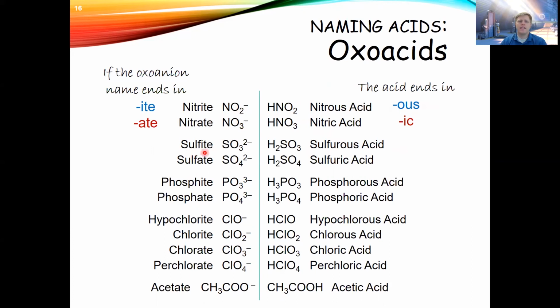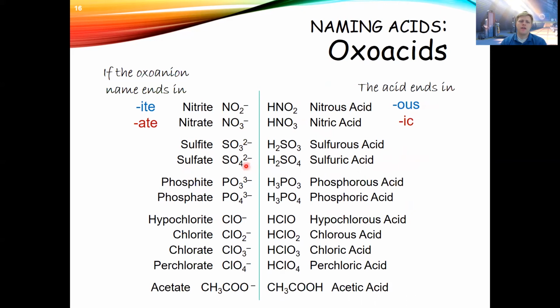So sulfite goes to sulfurous. You notice you have to play with the sulfur name a little bit in there. But sulfate goes to sulfuric acid. Phosphite goes to phosphorous. Phosphate goes to phosphoric. And now let's talk though about how many protons are on each of these.